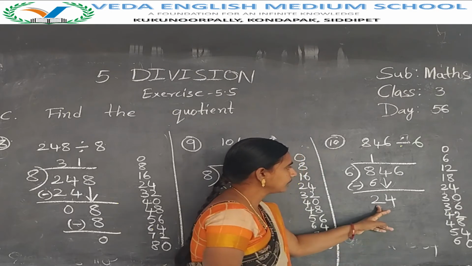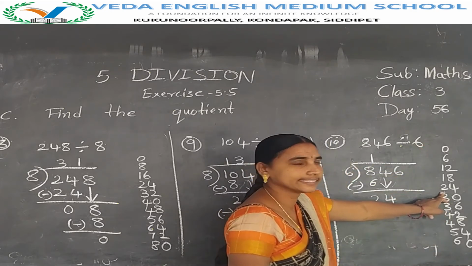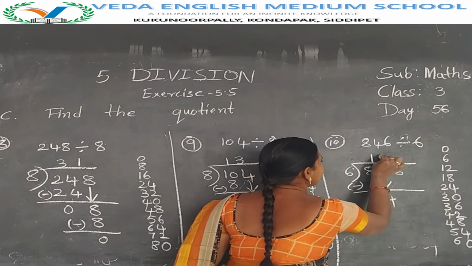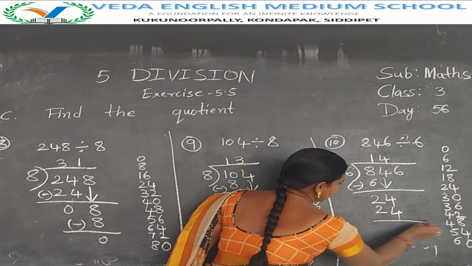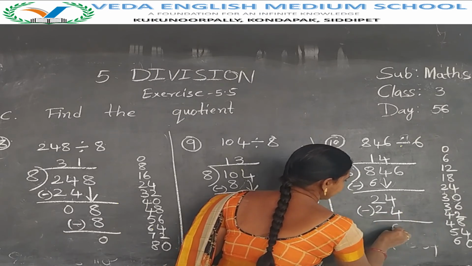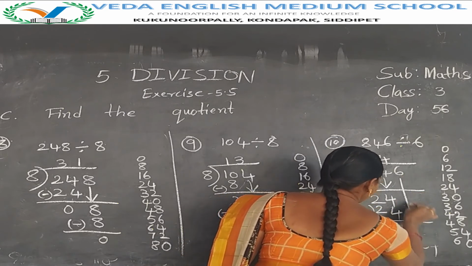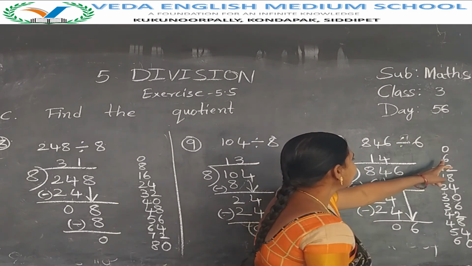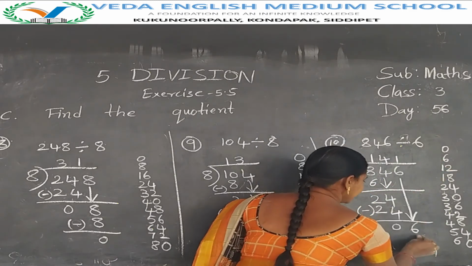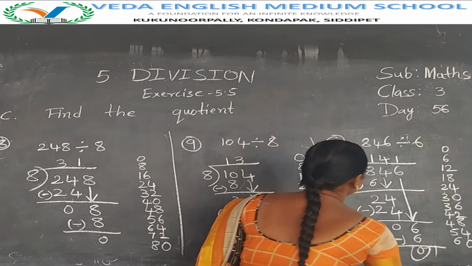Okay. 24. Find it in this table. 4 times 6 is 24. 6 fours are 24. Okay, now do the subtraction. 24 minus 24 is 0. The last one, that is the third digit, bring down 6. Here only 6. 1 times 6 is 6. So now do the subtraction. 6 minus 6 is 0.